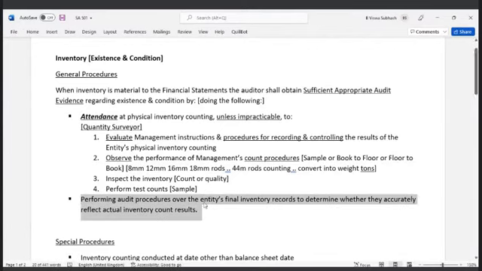Next, perform audit procedures over the entity's final inventory records to determine whether they accurately reflect actual inventory count results. Since you were there all along, they will also show you all the reports that they have prepared, the reconciliations they have prepared. Just a minute.